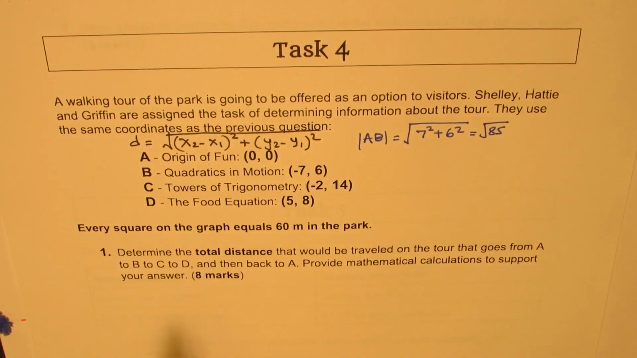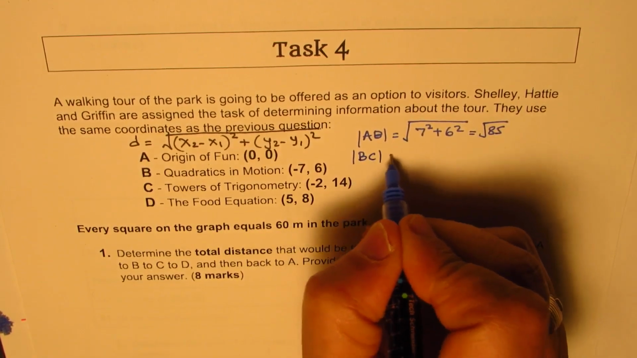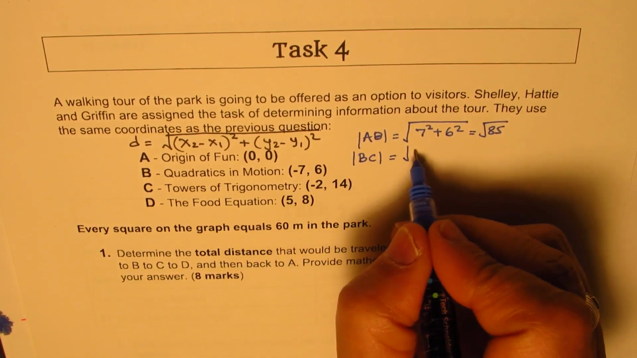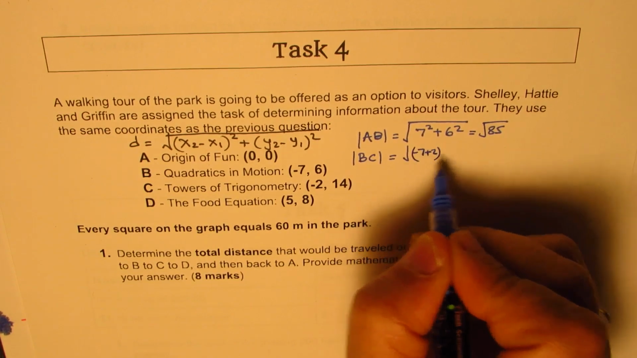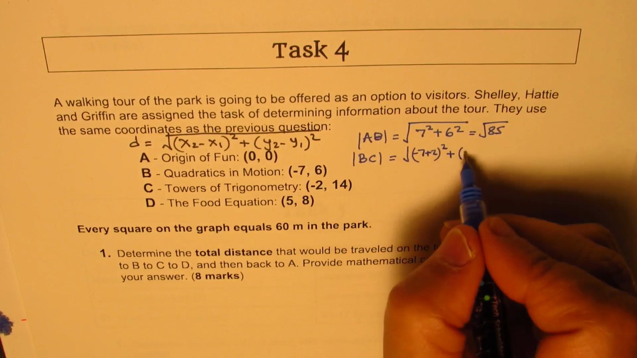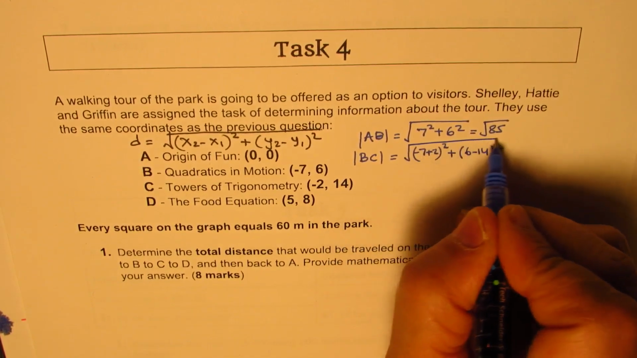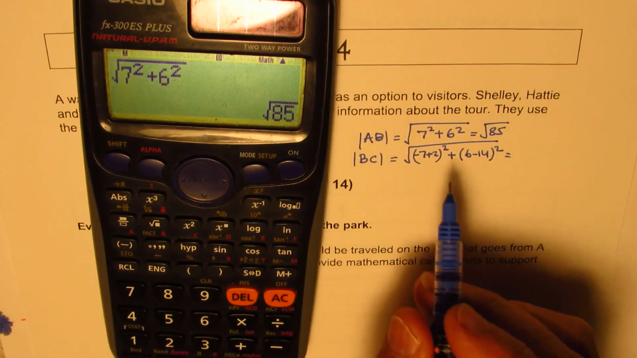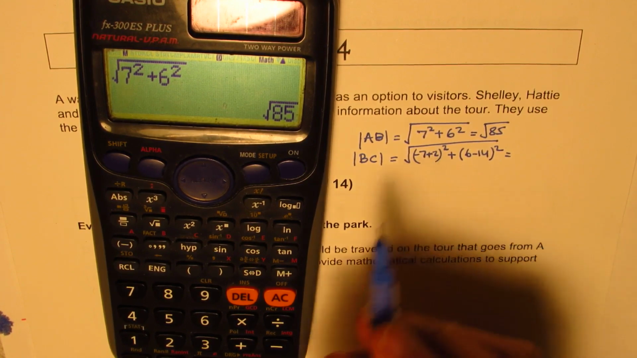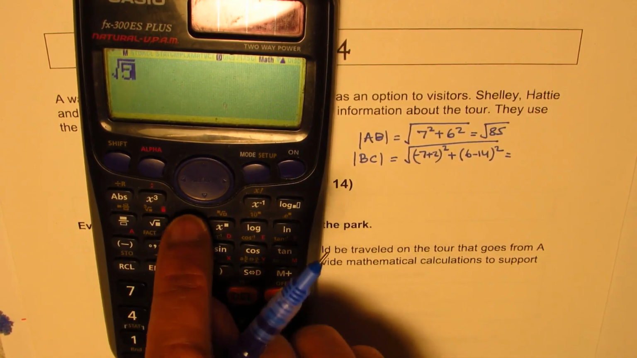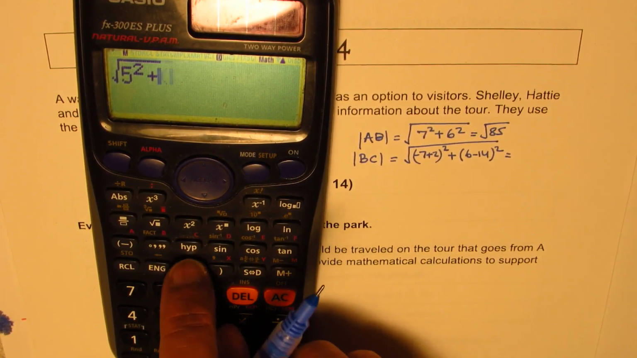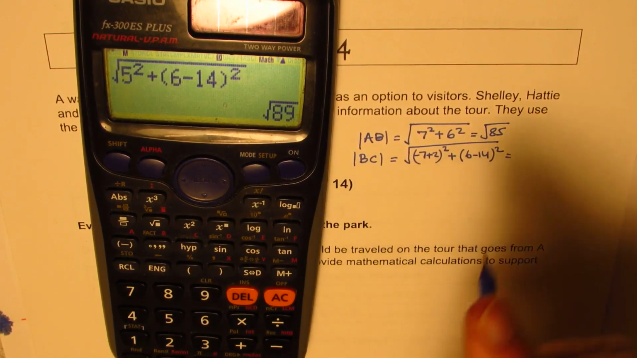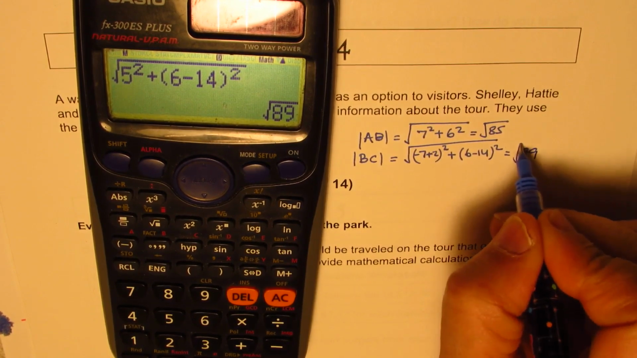Then we have from B to C. So absolute value will take distances. So B to C is square root of this minus this. Let's do minus 7 plus 2 whole square plus 6 minus 14 whole square. Minus 7 plus 2 is 5 square, which is 25. So we'll write 5 square plus, within bracket, 6 minus 14 whole square, and this is equal to square root of 89.